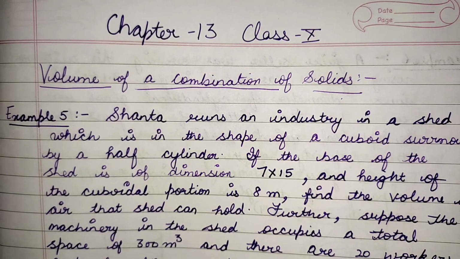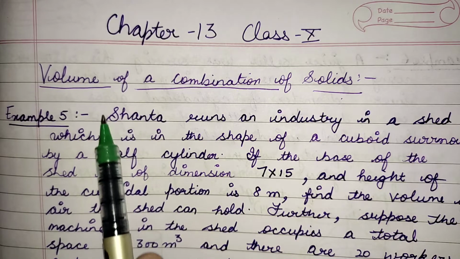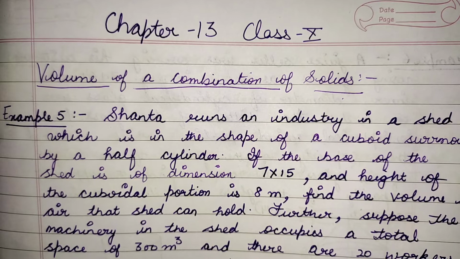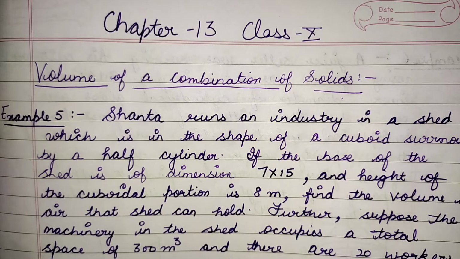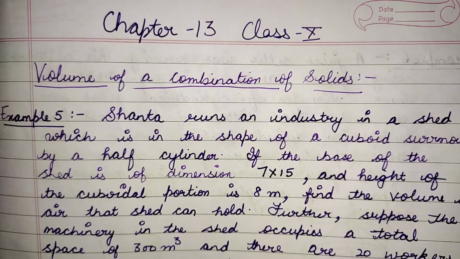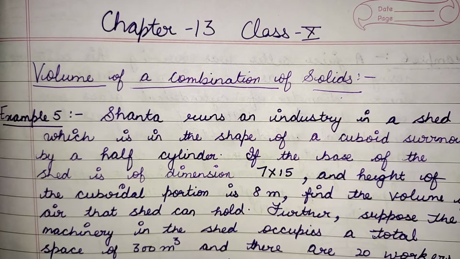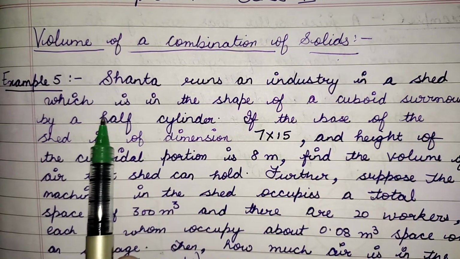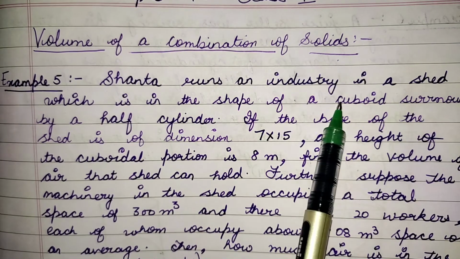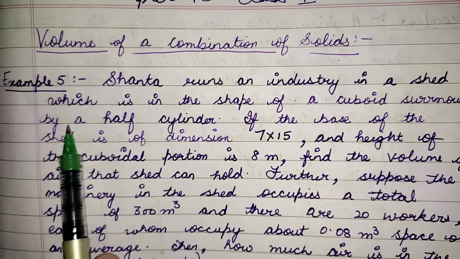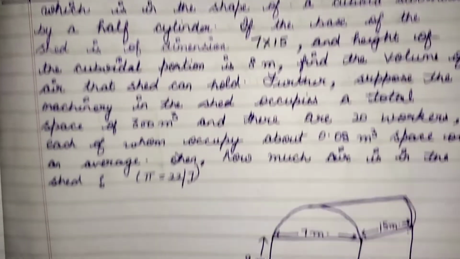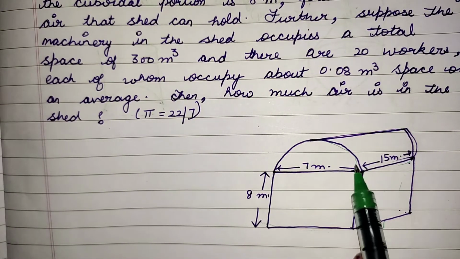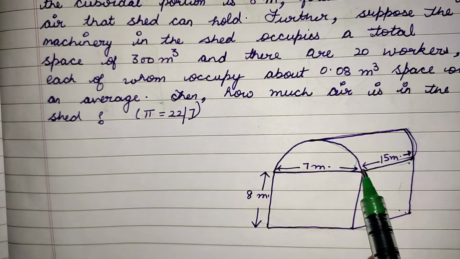Till now, in the previous video, we have understood how to find out the area of the combination of solids. So now we will study the volume of the combination of solids. Okay, so now the question says that Shanta runs an industry in a shed which is in the shape of a cuboid surmounted by a half cylinder. So you can see that this one is my cuboid and it is surmounted by a half cylinder.